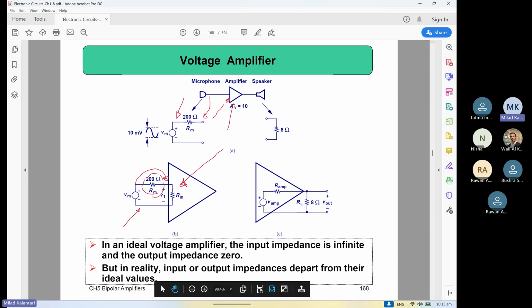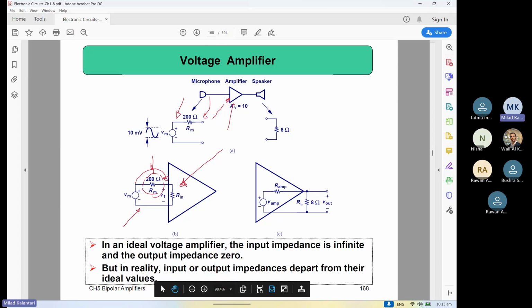So as a voltage amplifier, you prefer the input impedance to be high, so that even in the presence of the source resistance, you can still get more voltage at the input.